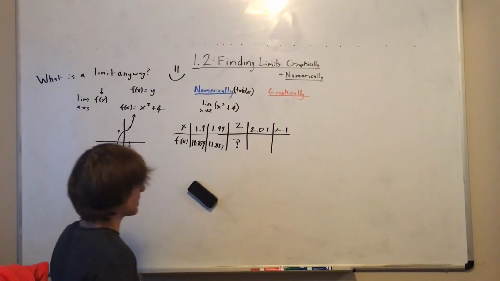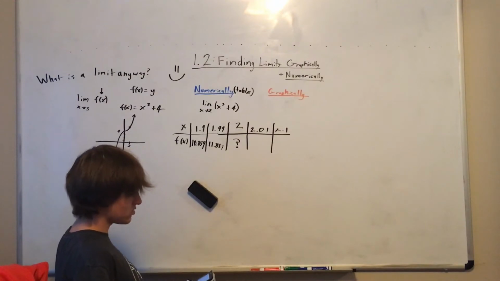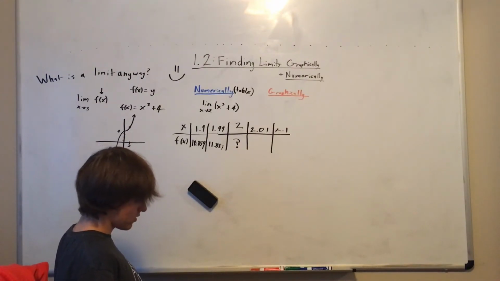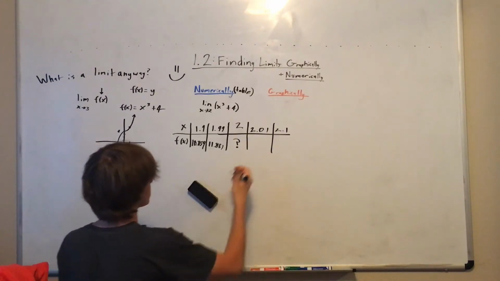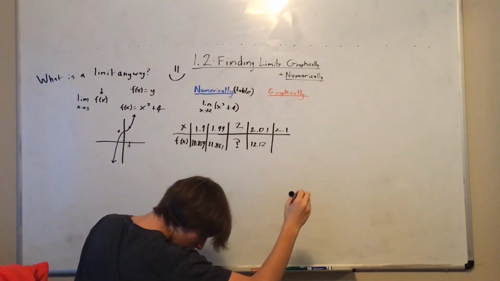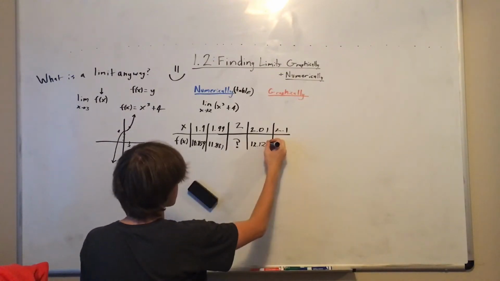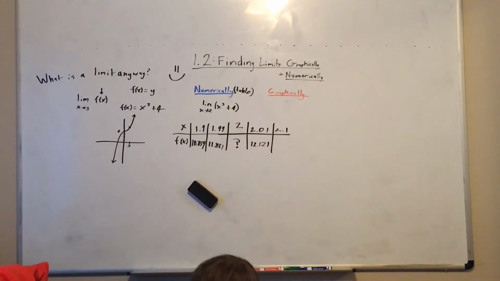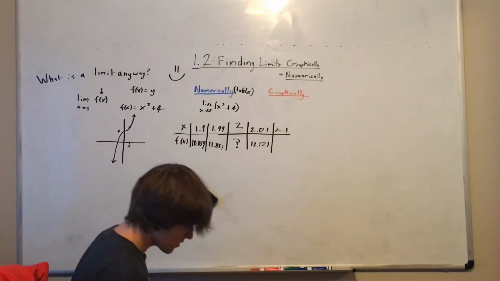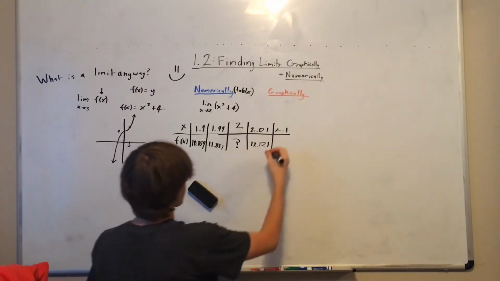Let's look at it from the other side. Now if we put in 2.01, you're going to get 12.121. And then if you put in 2.1, you're going to get 13.261.